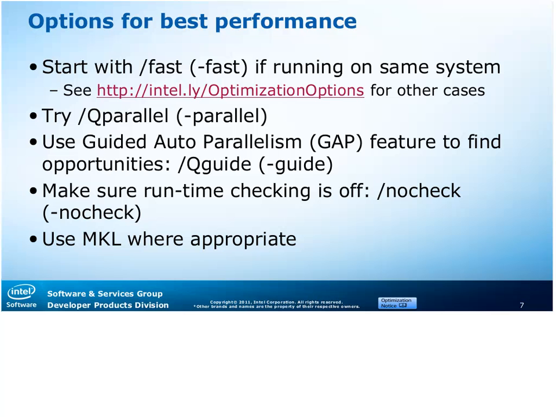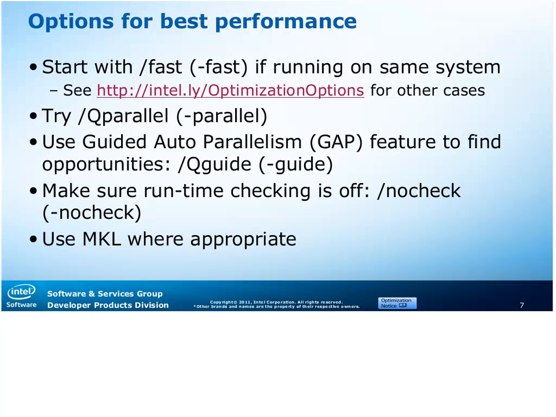Another thing to try is our automatic parallelization, /qparallel or -parallel. What this does is look for loops and array operations in your normal Fortran code and see if they can be run in parallel. It's a little bit conservative by default, but we've been working hard the last couple of releases to get good results from ordinary programs. So certainly give it a try if you're using a multi-core or a multi-processor system.